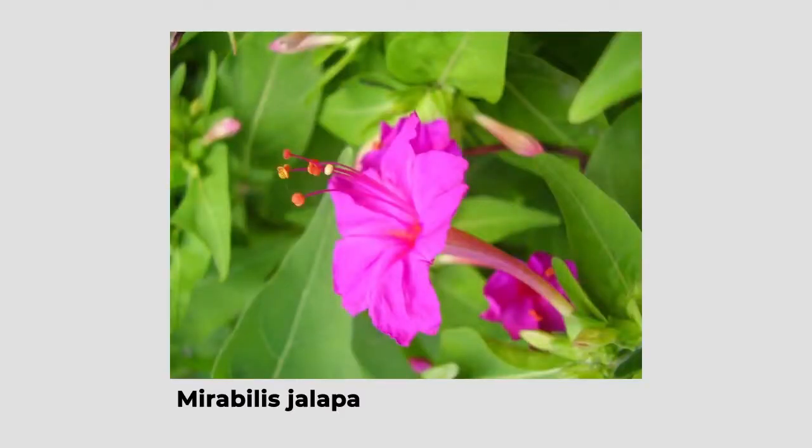The next adaptation is homogamy. In homogamy, stamens and stigma of a flower mature at the same time. Homo means same, meaning at the same time. Pollination occurs between stamen and stigma only if they attain maturity at the same time. That is, pollination happens only if the sex organs mature at the same time. Example: Mirabilis jalapa.